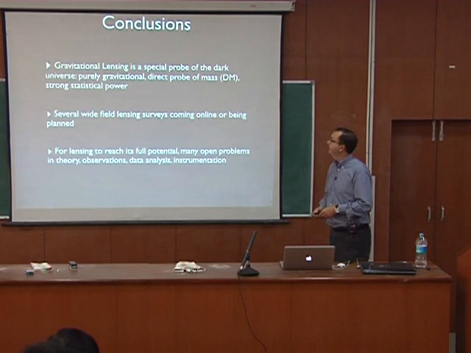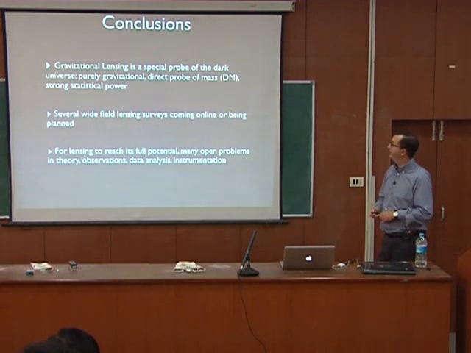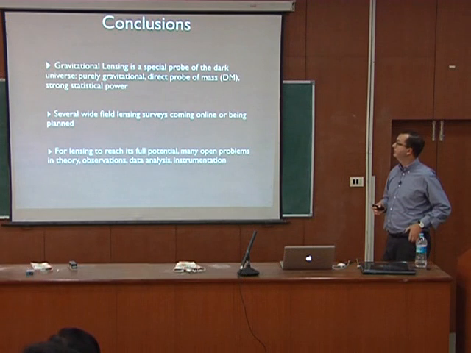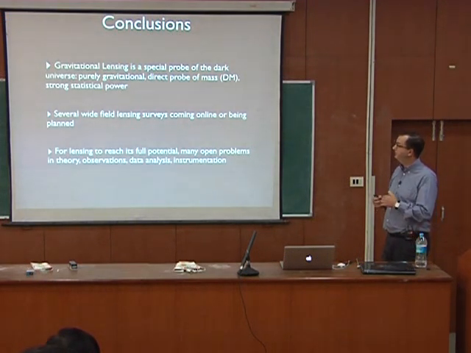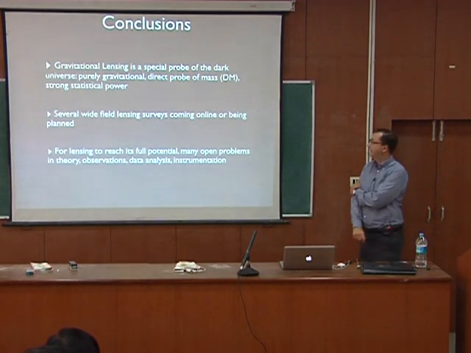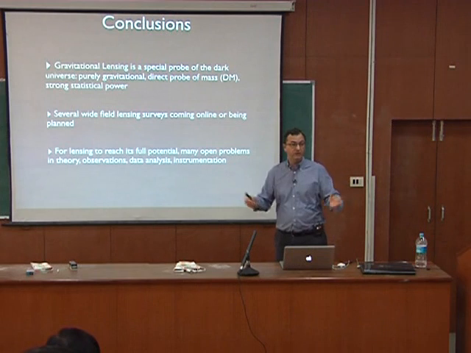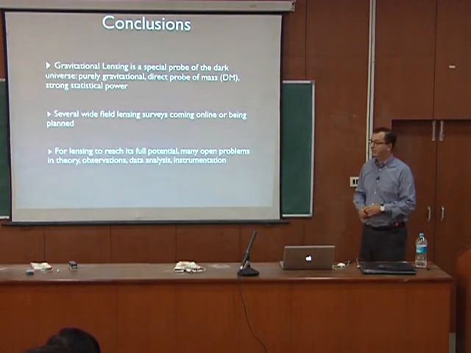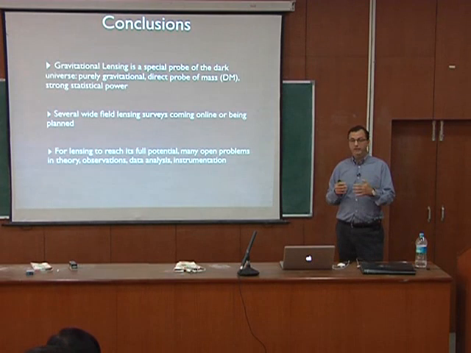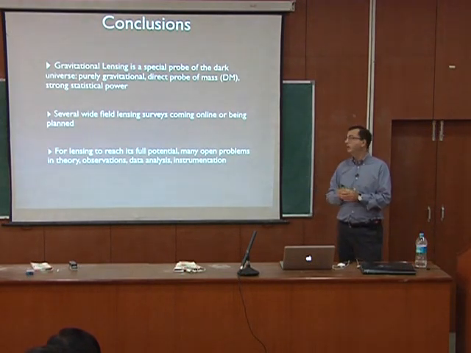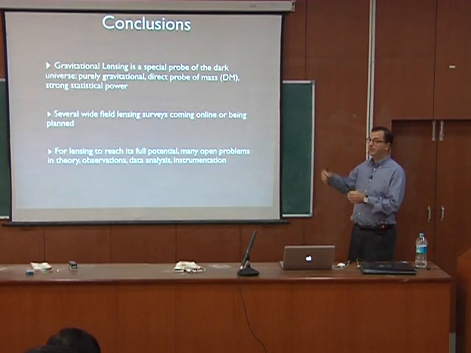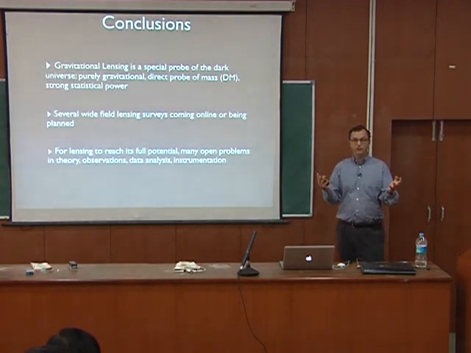So to conclude, gravitational lensing, I hope I convinced you, is a special probe in cosmology because it's purely gravitational. It's a direct probe of mass and has potentially very strong statistical power for dark energy and many of the other experiments. The way to see it, I think, is just like the CMB is mapping the background of the radiation temperature or polarization at the surface of last scattering. What we are probing here is the background of metric perturbations in the local universe in three dimensions.